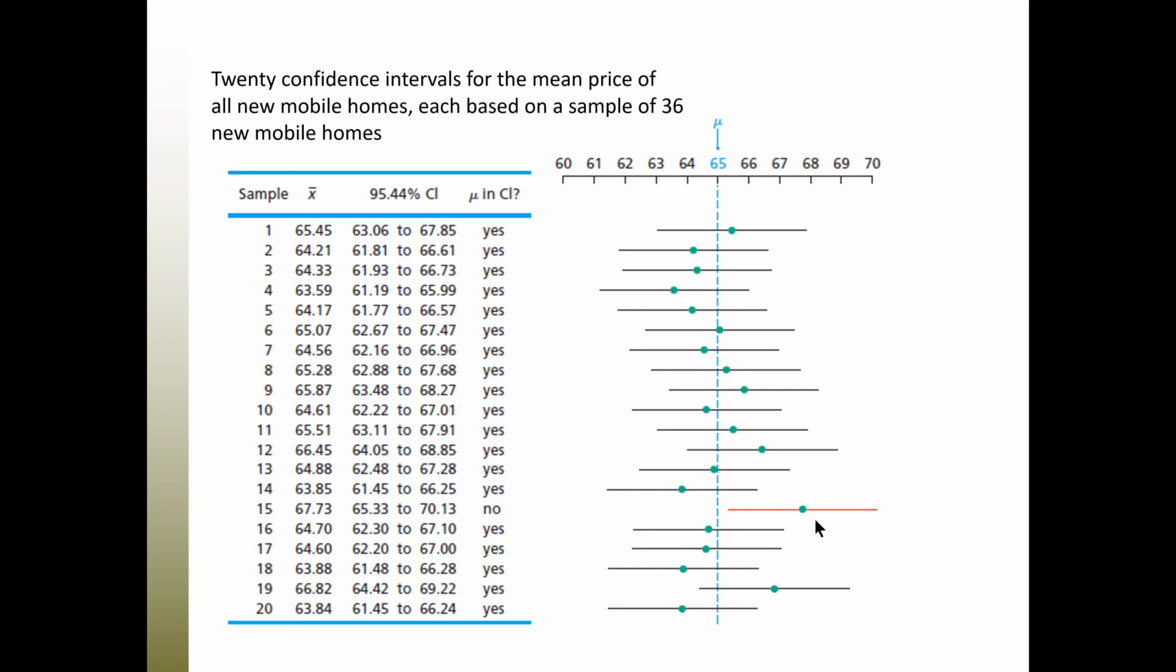In this example, you see the red one here that missed the target. That is not a problem. That is the percentage we can tolerate.